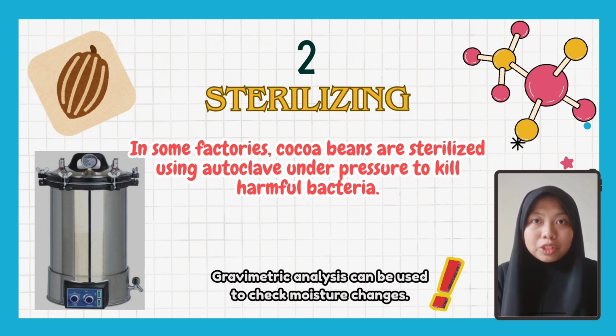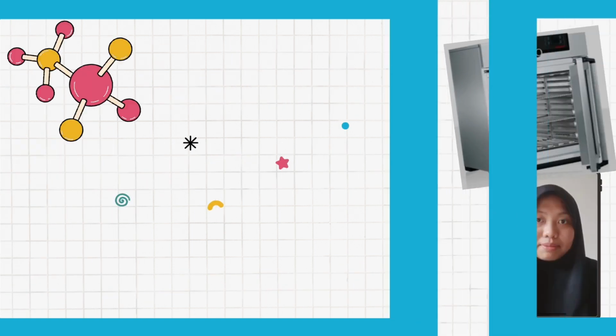Steam under high pressure kills harmful microorganisms, ensuring microbiological safety. For the analytical chemistry condition, gravimetric analysis can be applied before and after sterilization to monitor moisture content, ensuring no significant water loss that might affect bean quality.